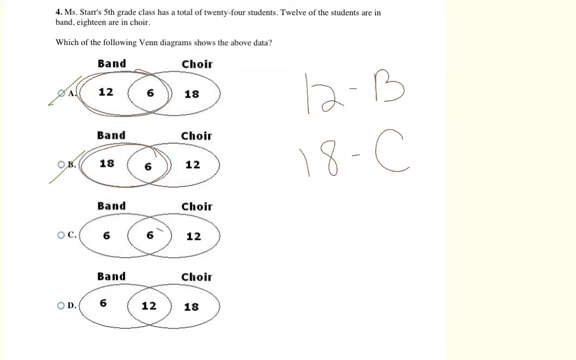So then I'm going to move on to choice C. Choice C here in the band circle, I have 6 and 6, which is 12, so that checks out. And then in my choir circle, I have 6 and 12. 6 plus 12 is 18 total, so that one checks out also. So my final answer here is going to be C.